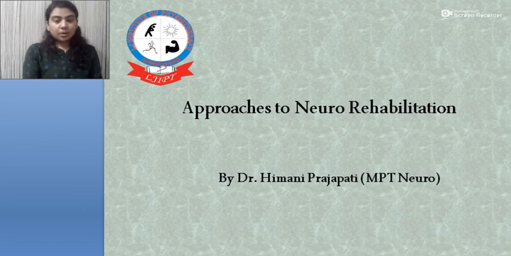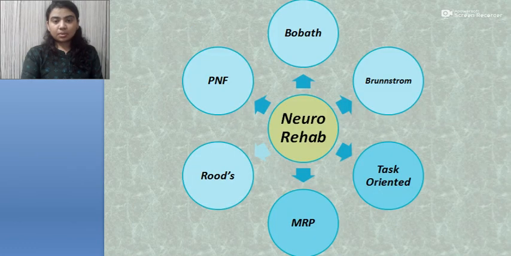Today we are going to talk about approaches to neuro rehabilitation, right? So the basic difference we are going to talk about is the difference between the neurophysiological and the system-based approach. The four approaches that come under the category of neurophysiological approaches are the Bobath, PNF, Rood and Brunnstrom. The two remaining, that is the MRP and task-oriented, come under the category of system-based approach, right?